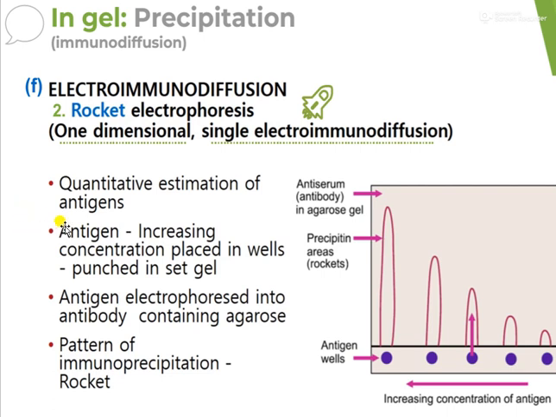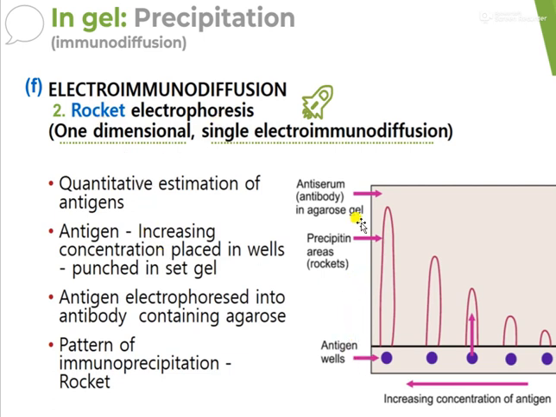Now the second type we have is rocket electrophoresis. It has mainly been used for the quantitative estimation of antigens. So antigens in increasing concentrations will be placed in punched wells. These are the antigen wells, and antigens of different concentrations will be put in different wells. The antiserum will be put in this agarose gel. This is also an electroimmunodiffusion technique.